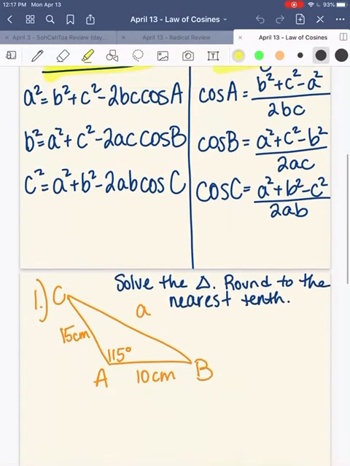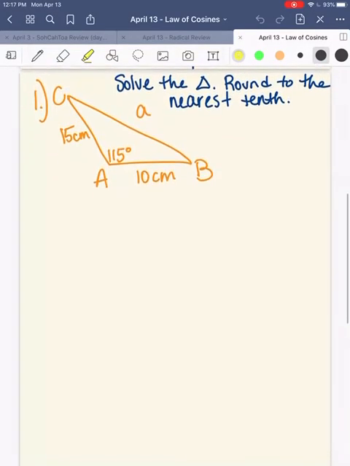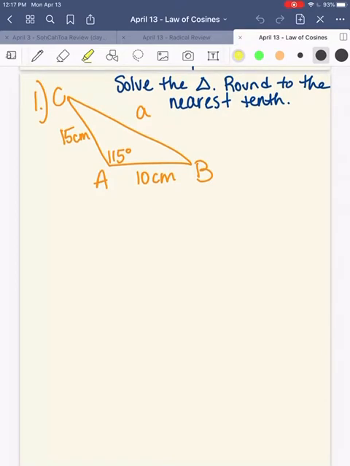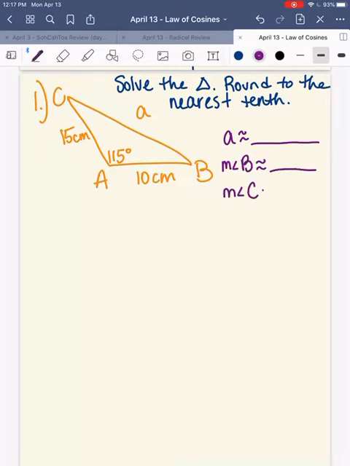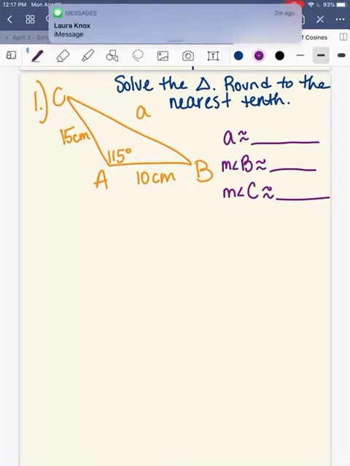Okay. All right. So it's going to be the same directions as before, where it's going to say solve the triangle. Remember, solve means you need to find all the missing sides and all the missing angles. And so just for my personal keeping, if you will, I'm going to write it down so I don't forget what I'm looking for. So I'm looking for side A, I'm looking for angle B, and I'm looking for angle C.